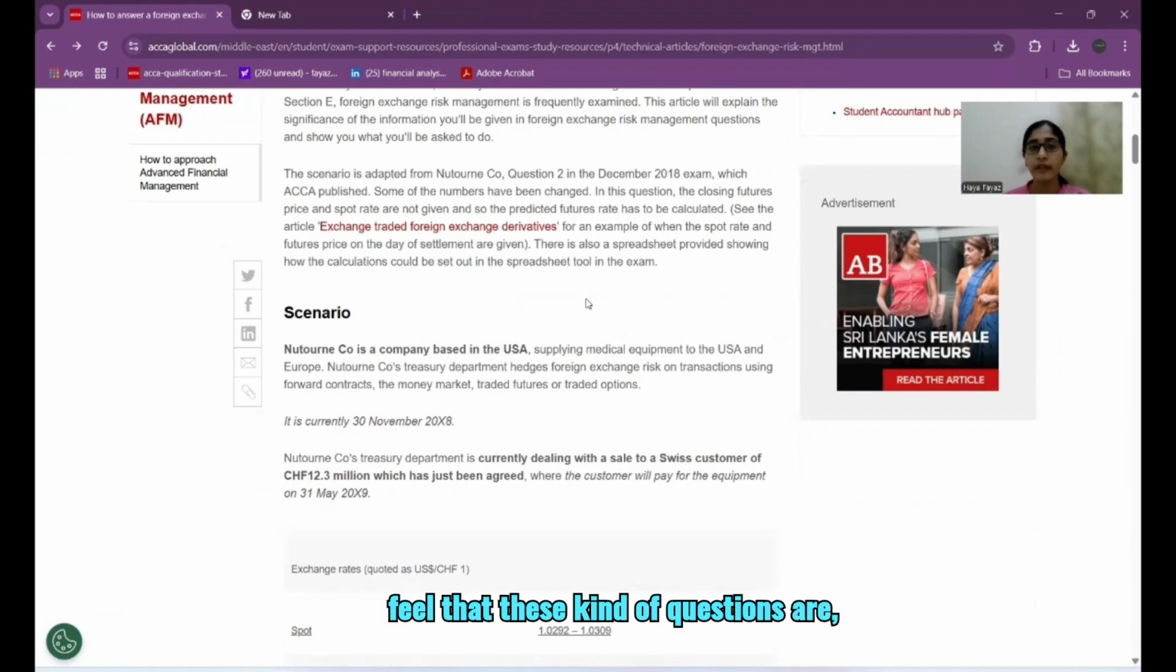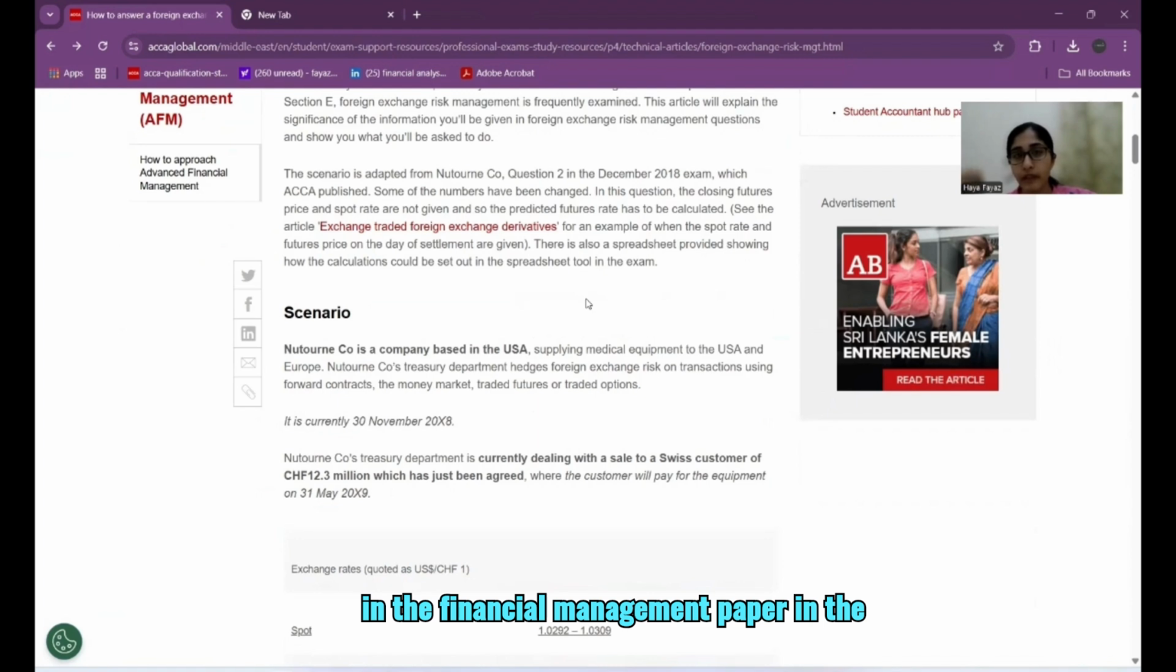I genuinely feel that we solve these kinds of questions for the first time, because we don't have such advanced level questions probably in the F9 Financial Management paper at the applied knowledge level. But here we have it for the first time in AFM, and that's why it's very hard for us. We have never solved such questions before. It's a new thing for us.